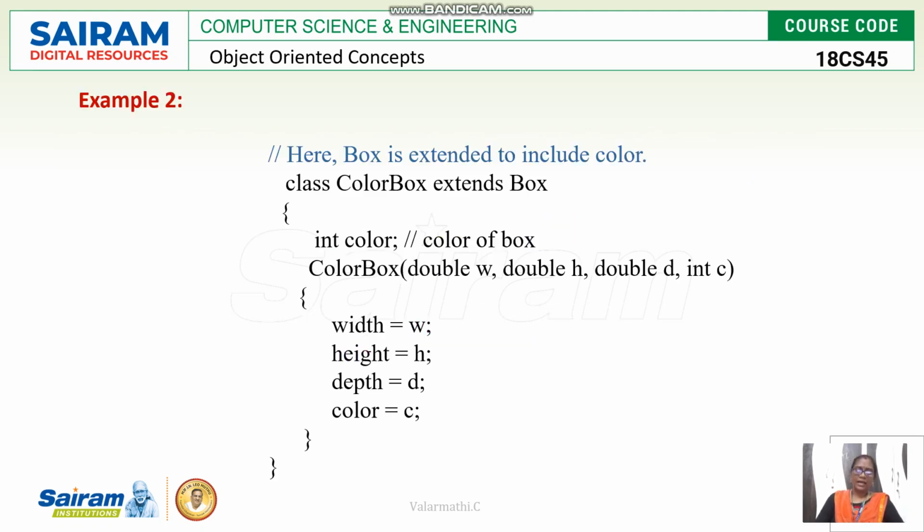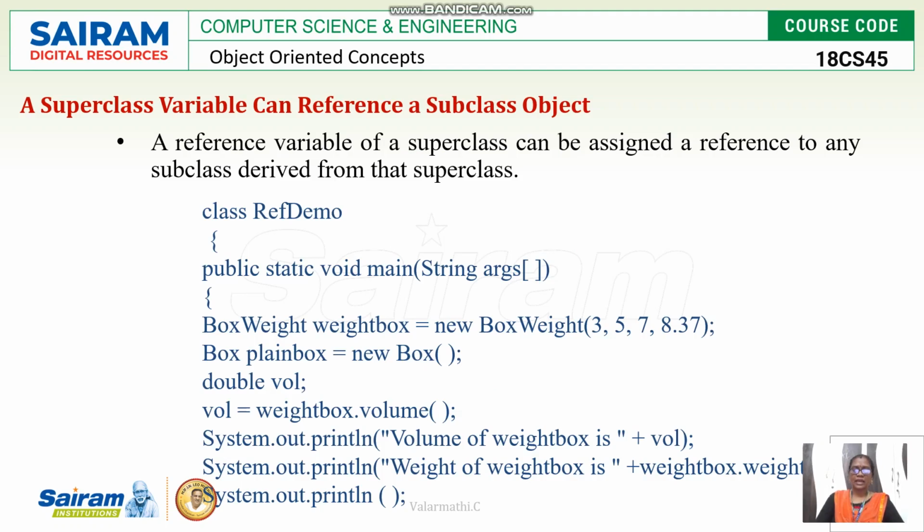And one more extension is also possible. In the previous one, for the box class, we added weight. One more feature we can add as an extension is color. So one more class, color box, is created, which extends the superclass box. In the constructor itself, width is the first parameter, height is the second parameter, depth is the third parameter, and the fourth is color, so this color value I can add here. This is one more example showing how a superclass variable can reference a subclass object.